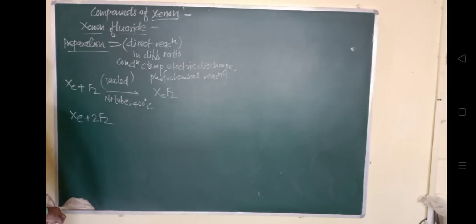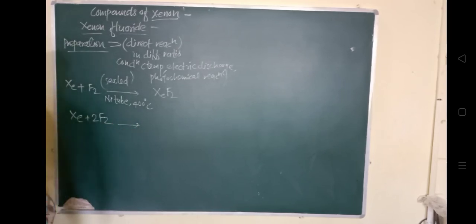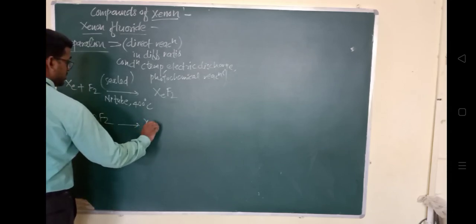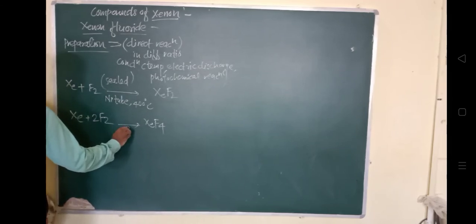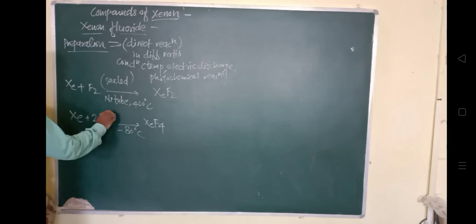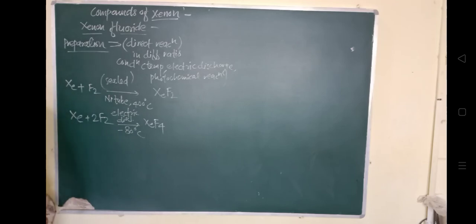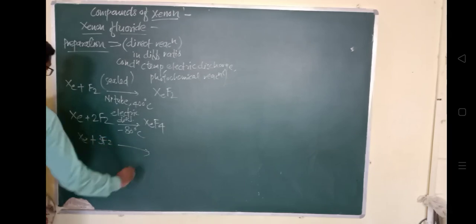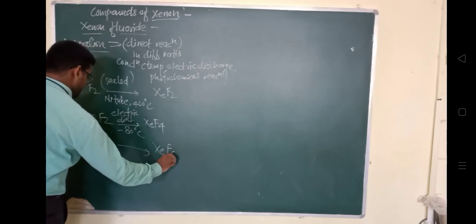Next reaction is Xe plus thrice F2, it will convert into XeF6. So these are the various xenon fluorides. These are direct reactions. Xenon, which is a group 18 element, is reactive with the fluorine atom, and it is forming different fluorides of different ratios in this manner by these conditions. Some temperature is required, some electric discharge is required, or a photochemical condition may be required.